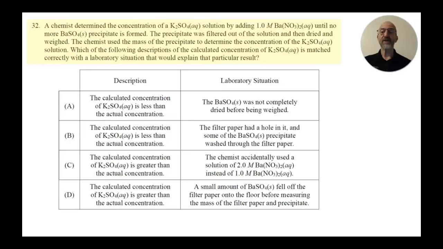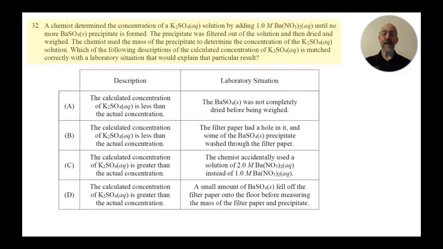The chemist used the mass of the precipitate to determine the concentration of the potassium sulfate solution. Which of the following descriptions of the calculated concentration of potassium sulfate is matched correctly with a laboratory situation that would explain that particular result? So this is common on the AP Chemistry exam, either in the multiple choice section or the free response section, where they ask you to describe how a certain laboratory situation will affect the results of an experiment.